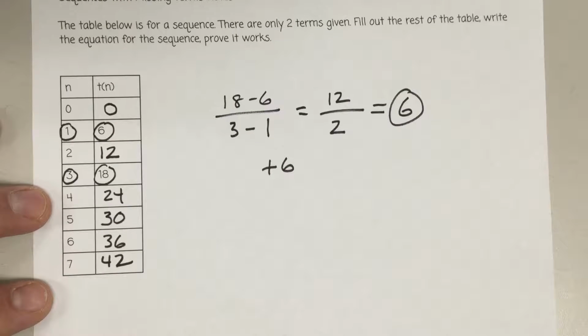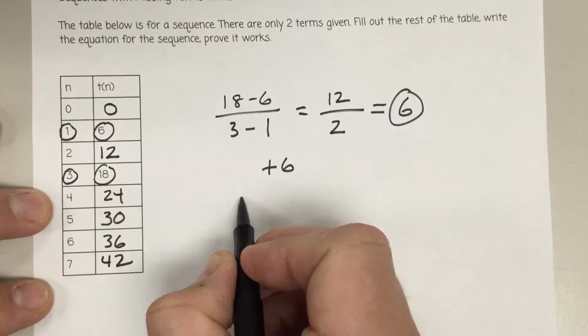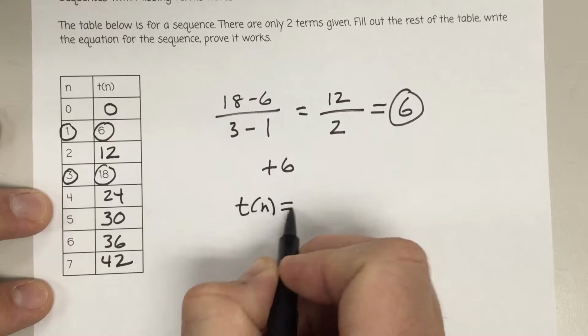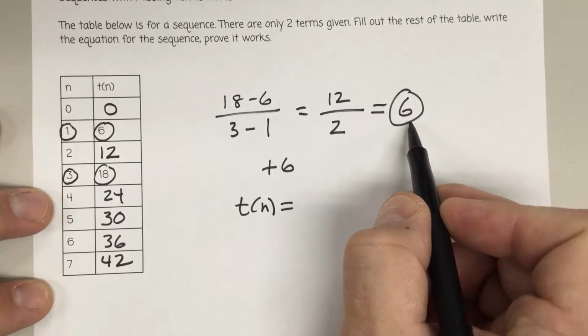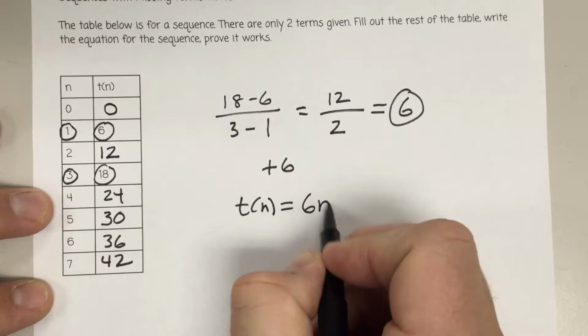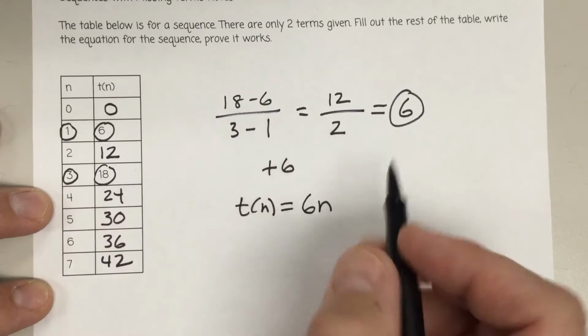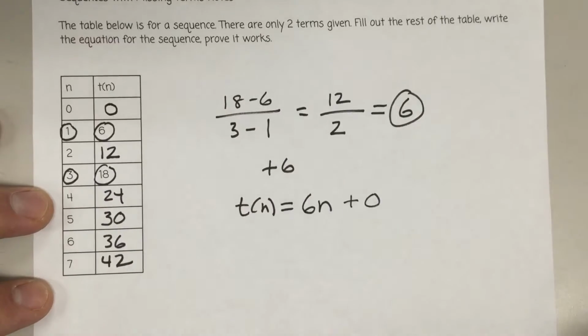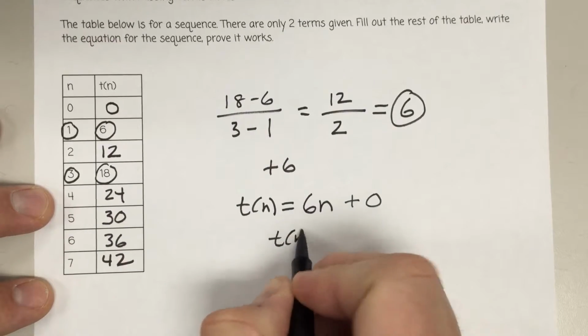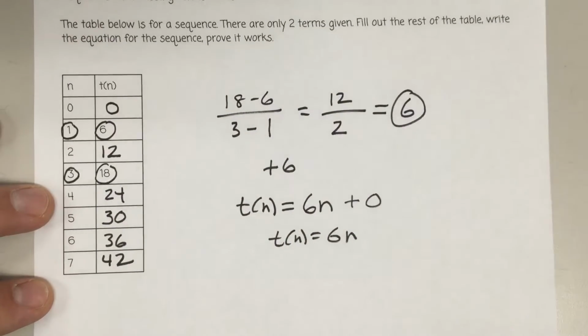And now I can write the equation for the sequence. Remember, we write t sub n equals the change, which is 6, times n. And then we always start with the 0 term, but in this case, that's just 0. So I could write it that way, or in a simpler way, I could just write it as t sub n equals 6n.